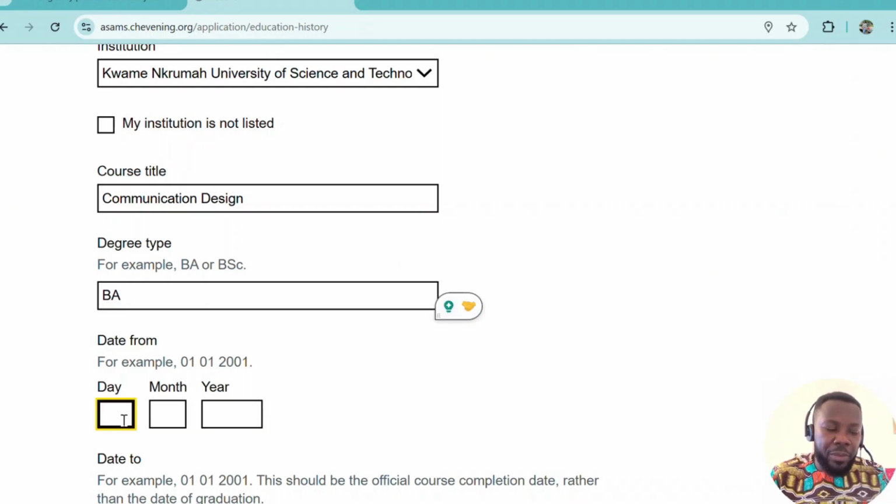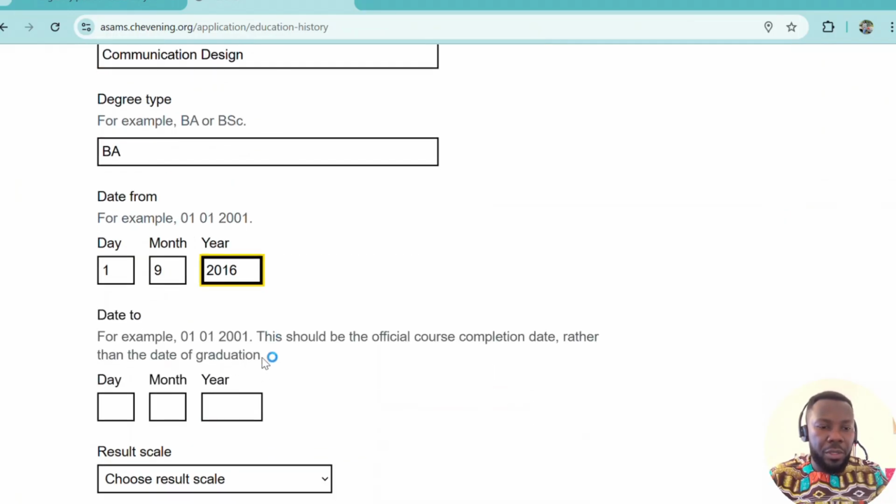From first 01/09/2016 to 31/1/2017. 8, 2020.